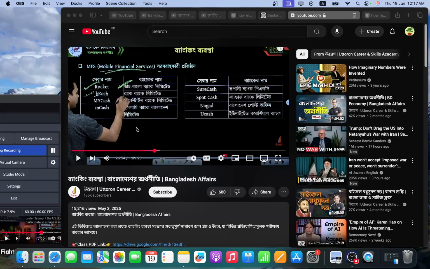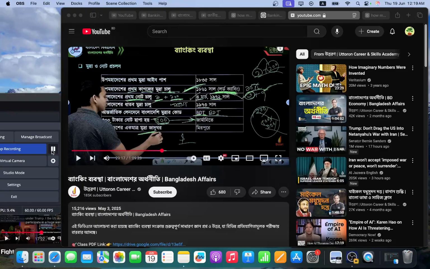And mobile MFS, Mobile Financial Services. So Rocket is from Dutch Bangla. bKash obviously from BRAC. MyCash, Mercantile Bank, didn't know. mCash, Islamic Bank. SureCash, Rupali. Spot Cash, Standard Bank Limited. Nagad, Post Office for Nagad. uCash is United Commercial Bank, okay.